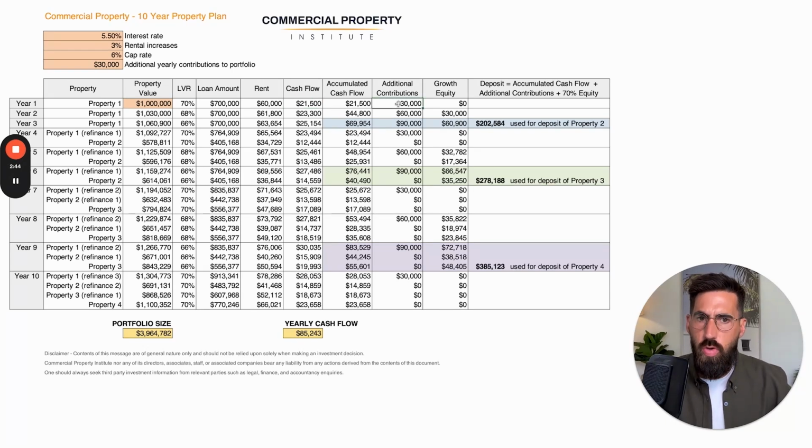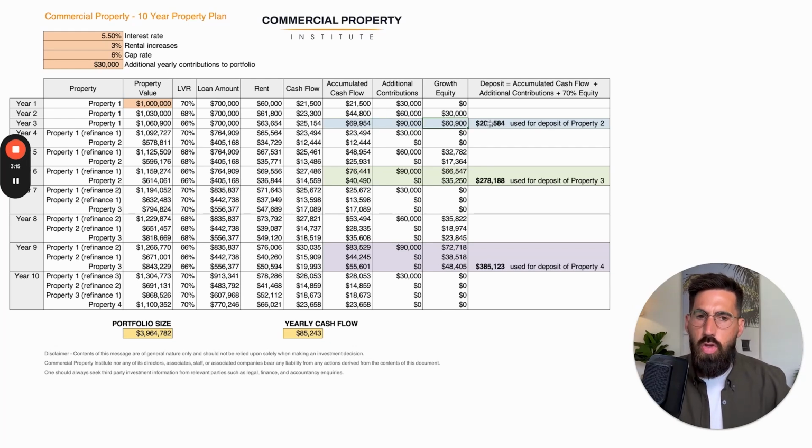Combining this with additional contributions of $30,000 each year, and then 3% capital growth, which is matching the rental increases, you can see after a few years' time, you're going to end up with about $70,000 accumulated cash flow. So that's the cash flow from year 1 plus year 2 plus year 3 ends up being $70,000. The additional contributions of $30,000 a year, you're going to have $90,000. And then with 3% capital growth, you'll have $60,900 equity in that property.